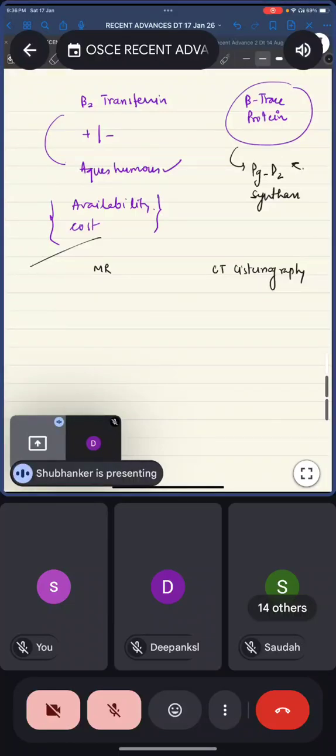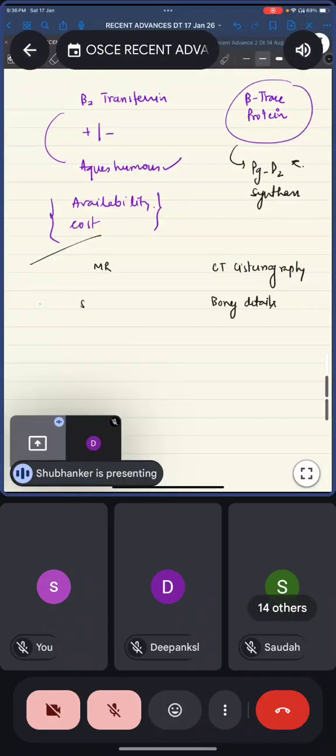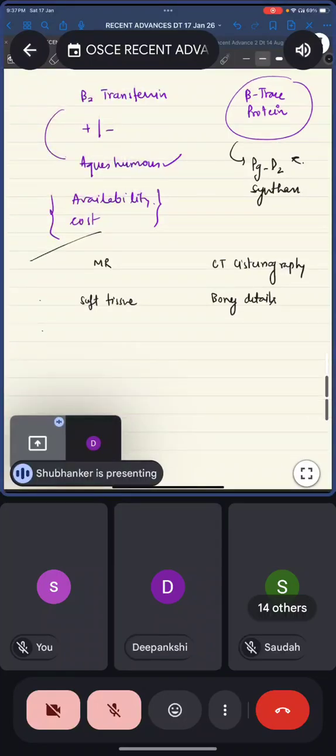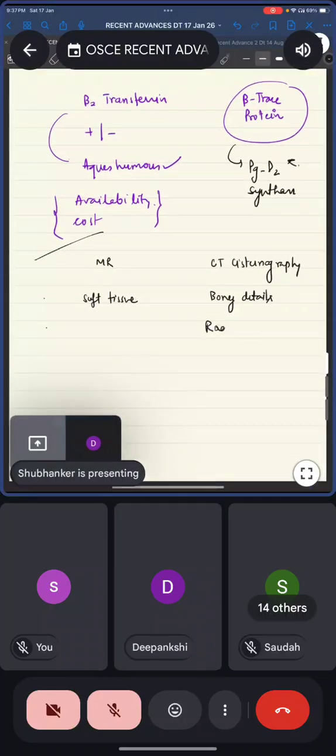Let me say it. The easiest: CT is always better for the bony details. Not exactly applicable on this, but this is a generalized term. CT is better for the bony details, whereas MRI is generally better for the soft tissue details as compared to CT. One. MRI safe in children. Yes, doctor. So I'll put the radiation safety over here. Here you have radiation exposure, here no radiation exposure.